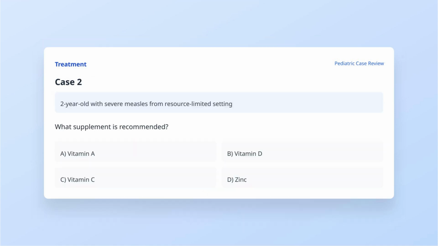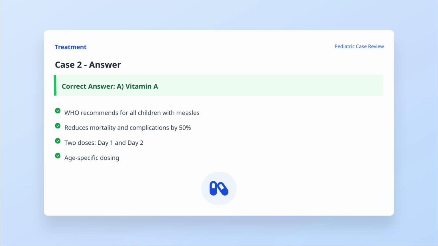A 2-year-old child from a resource-limited setting presents with severe measles. Which supplement is specifically recommended by the World Health Organization for all children with measles? A. Vitamin A. B. Vitamin D. C. Vitamin C. Or D. Zinc? The correct answer is A. Vitamin A. The World Health Organization recommends vitamin A supplementation for all children diagnosed with measles, regardless of nutritional status.